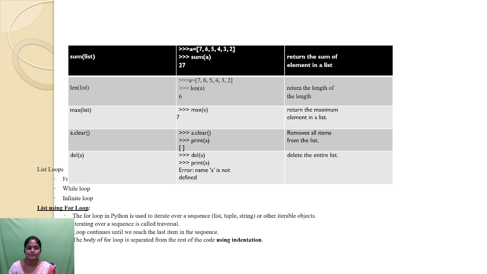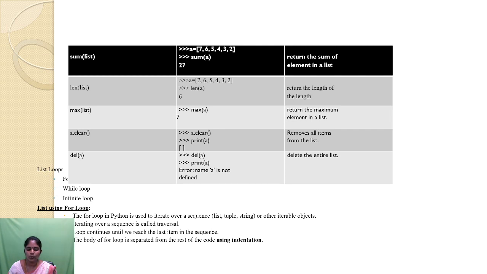Next, move on to the list loops. What are list loops? Already in previous programming languages you know about the for loop and while loop. Here also we have the same loops, for loop and while loop. One more thing is the infinite loop. First, move on to the for loop.